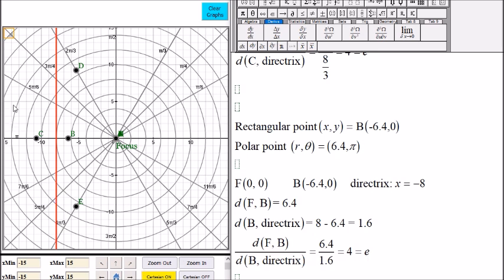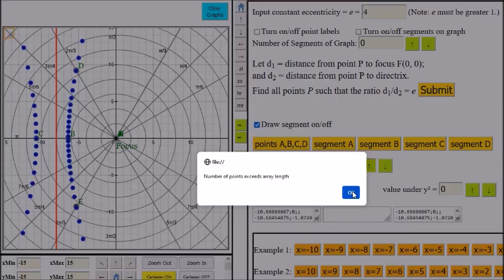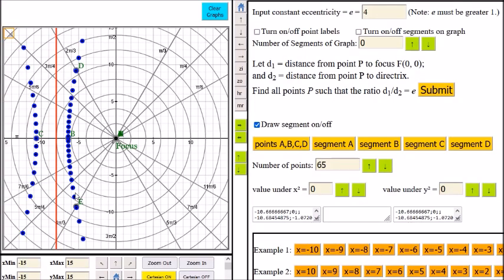And then now we want all points. We want all of the points that have this ratio equal to 4. And here are the other points that also have the ratio equal to 4. And of course, all of these points together, they will form the hyperbola.